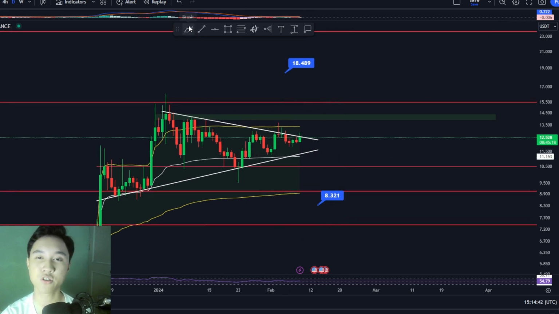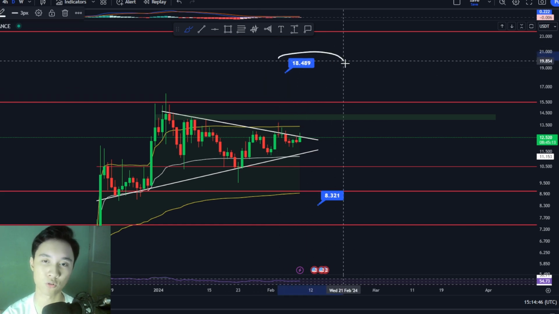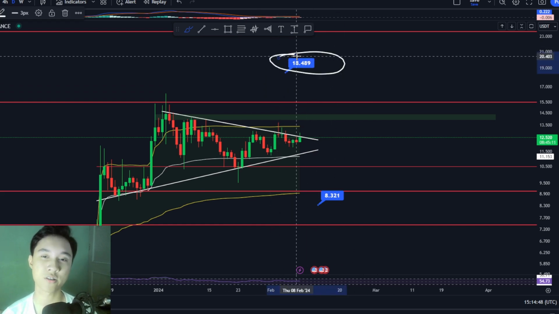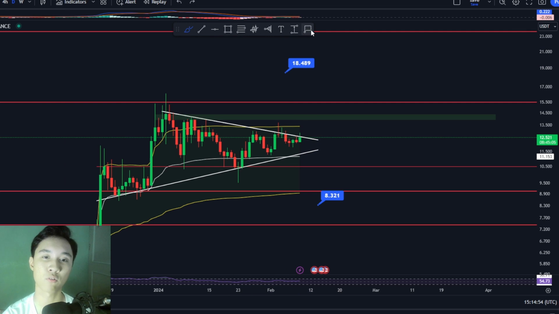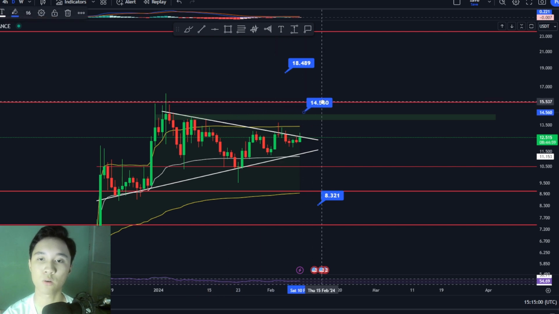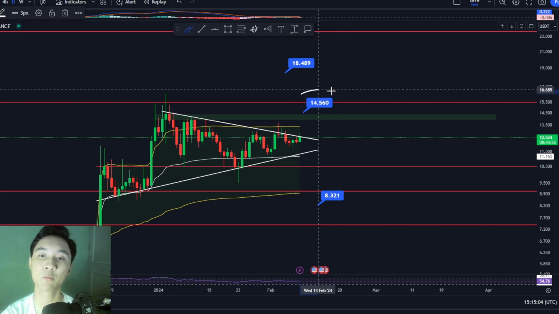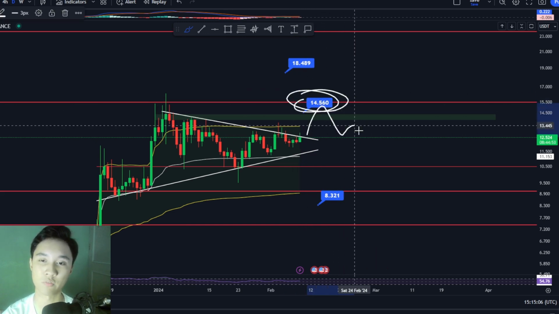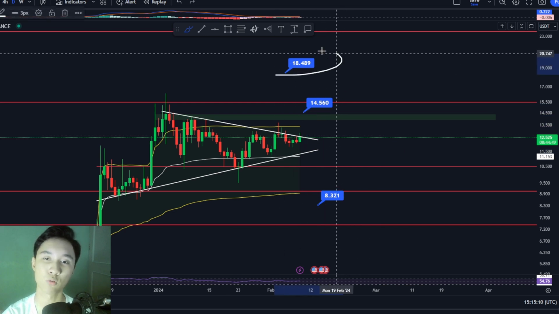So these are the two levels to look out for in this triangle breakout. Again, for the bullish scenario, we are looking at an ideal target of $18.4. However, there's also a chance that we may not reach the ideal target, so I'll give you the minimum target to look out for, and that is this previous swing high right here for ICP at around $14.5. So $14.5 would be the minimum target before we could see a pullback, but the ideal target for this breakout is $18.4.